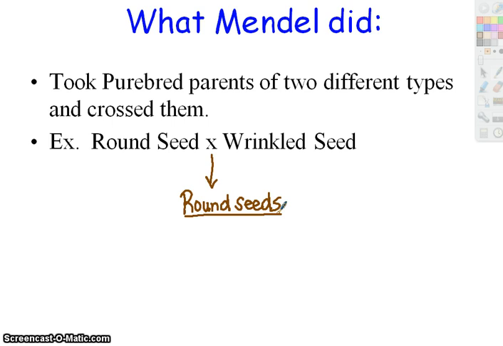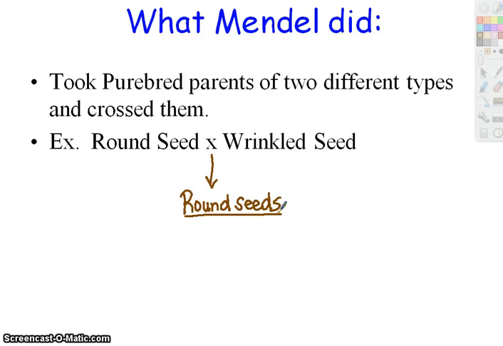At the time, they believed in what was called the blending of stuff. In other words, if you crossed round and wrinkled and round came out, it was because round and wrinkled mixed together, and round was just so strong that wrinkled was wiped out, and wrinkled would never appear again. They would just be round from then on, because round sort of just wiped it out.